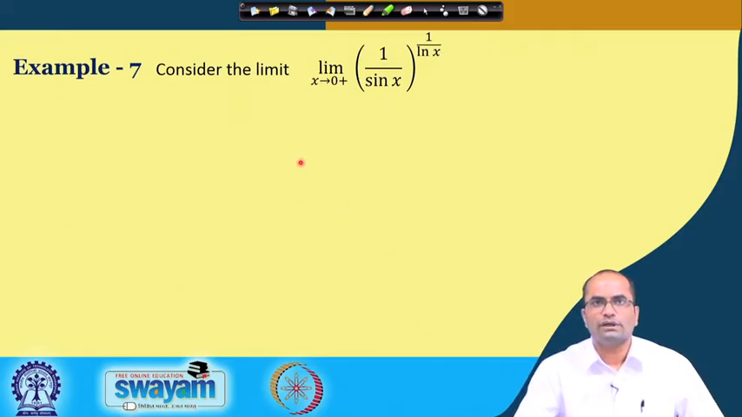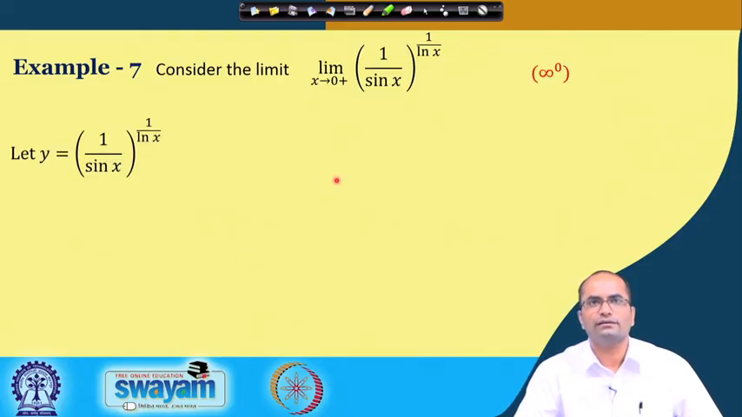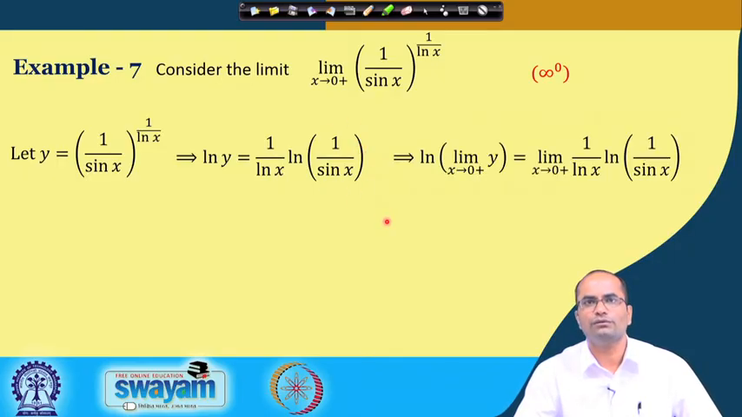Finally, we consider one more example of this limit, (1 over sin x) to the power 1 over ln x, x goes to 0. So, we have the infinity power 0 form, and again taking the logarithm, we will get ln y is equal to 1 over ln x times ln of 1 over sin x. So, here it will become 1 over ln x, x goes to 0, so infinity, so it is a 0, and then here ln infinity. So, 0 times infinity form.